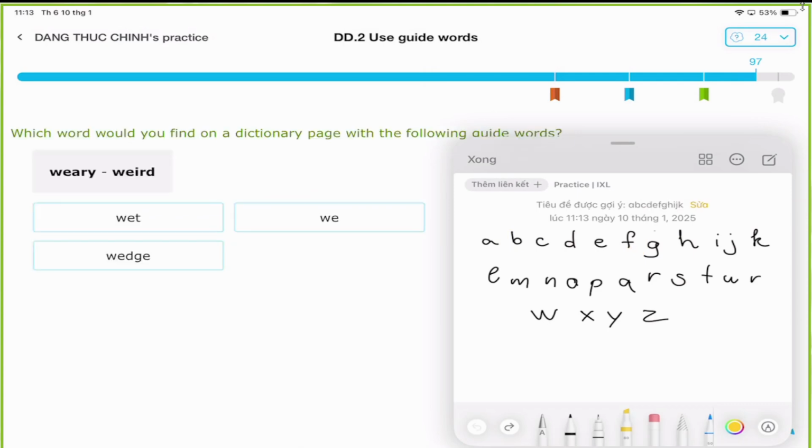Wary and weird. A and I, between A and I. So between A and I, what will we get? Wet. A T. T comes after, so no. We. E, so everything after E here, maybe. T. I think wet because it has more letters to give than we, you know. It is much more trustworthy than we.